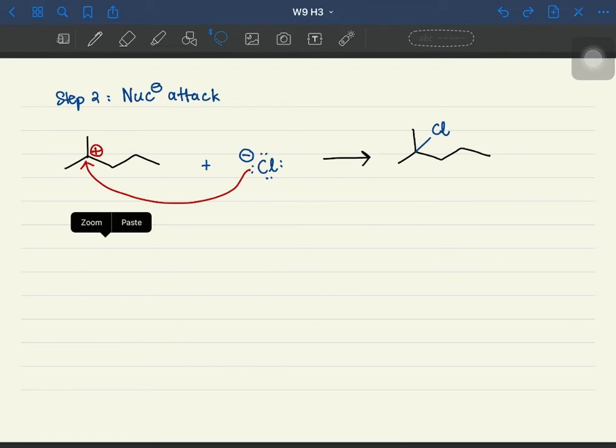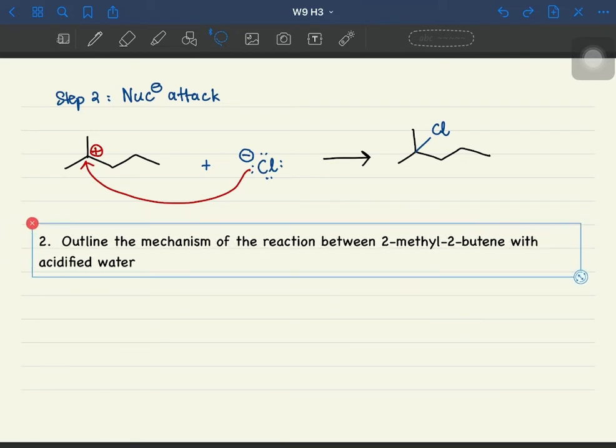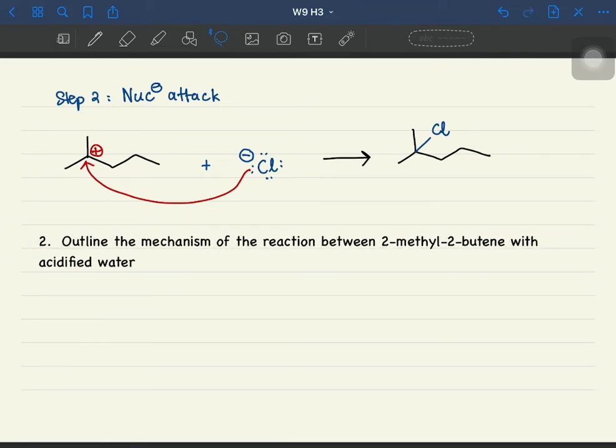For the next question, you need to outline the mechanism of the reaction between 2-methyl-2-butene with acidified water. So we need to first draw the structural formula for 2-methyl-2-butene. We're going to have the longest chain of 4 carbons, 1, 2, 3, 4. At carbon number 2, we have a methyl group and also the carbon-carbon double bond. So this is going to be our 2-methyl-2-butene.